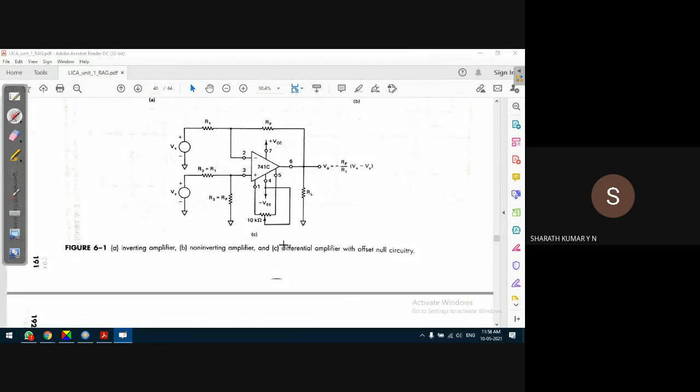This is a differential amplifier. Don't worry about the other circuitry, the null circuitry. Don't worry means we can't ignore it, but for our discussion purpose. So we are applying two voltages, Vx and Vy. I don't know whether you will be able to see that small printing. This is Vx and this is Vy.